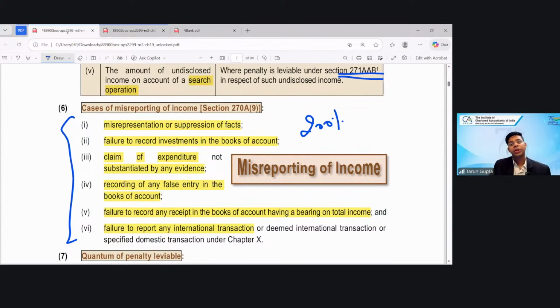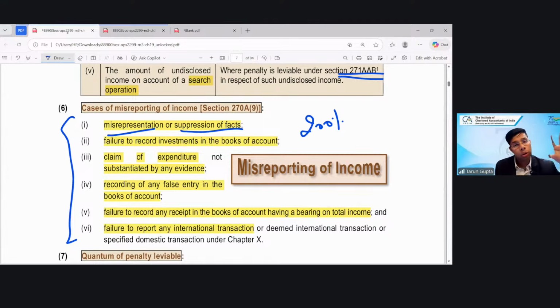Misrepresentation of fact. Misrepresentation of fact means, you are deriving professional receipts which ought to be taxed under section 44ADA, where the minimum profit should have been 50%. But you offer this receipt as your business under section 44AD and offer only 8% of the receipts as income. This is misrepresentation of fact. Or there was a short-term capital gain, you showed it as a long-term capital gain and offered a concessional tax rate. And in all these cases, there is a misrepresentation of fact.